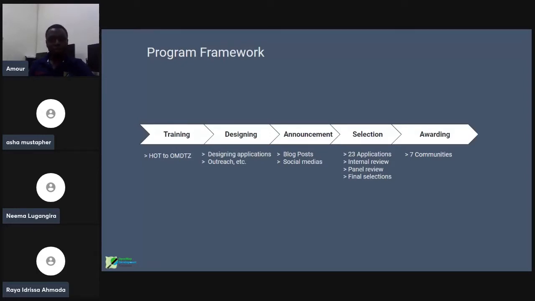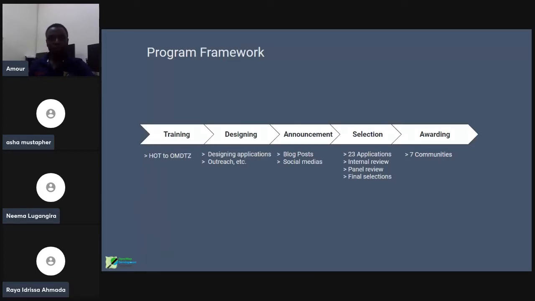So after receiving the applications, another process we were supposed to do was to start the selection process, and we received 23 applications here in Tanzania. All these applications were in 2 languages, Swahili and the other was English. The selection went on in 3 processes. The first one was internal review. So internally we had to review all the applications to see who met our criteria or principles.